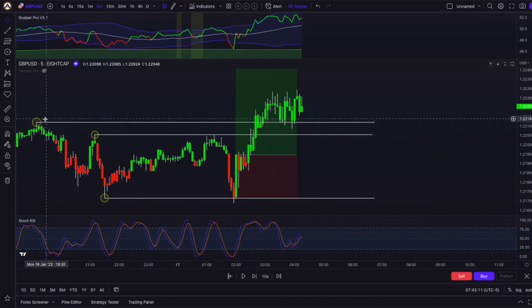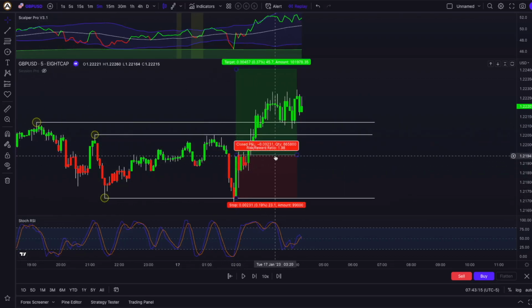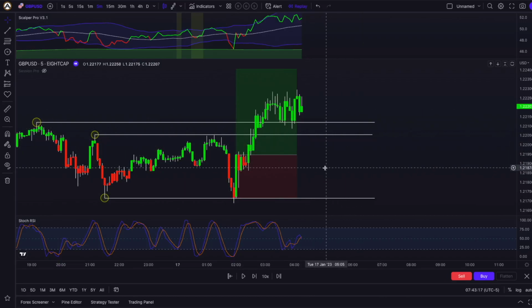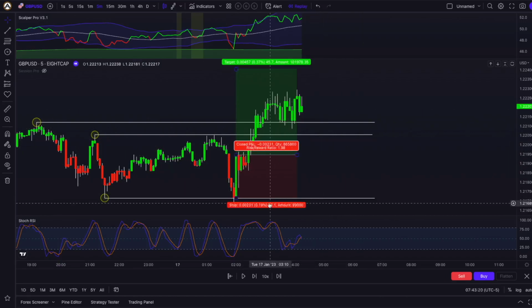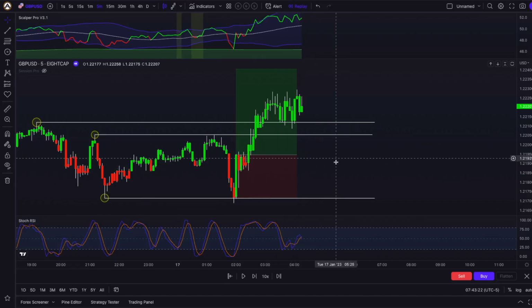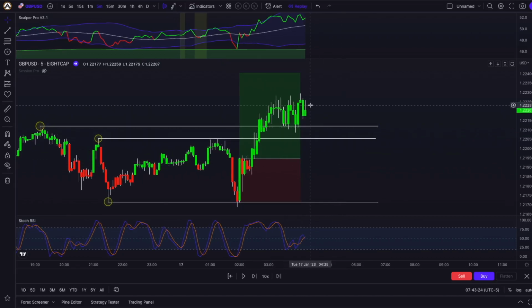That's why it's important to draw up your Asian levels when you trade the London kill zone and also for the New York kill zone. You want to see how the day sets up basically. And right now it looks like it's setting up bullish. We would have already hit our take profit target here.